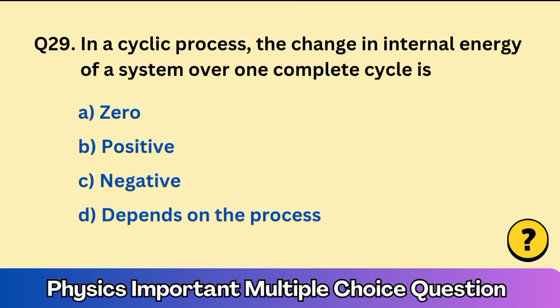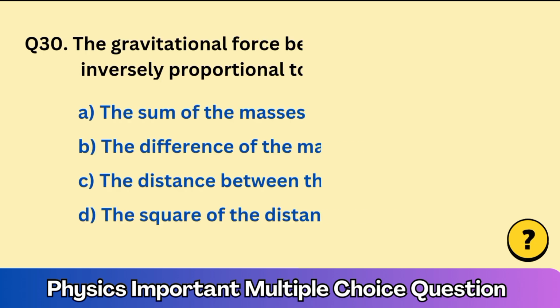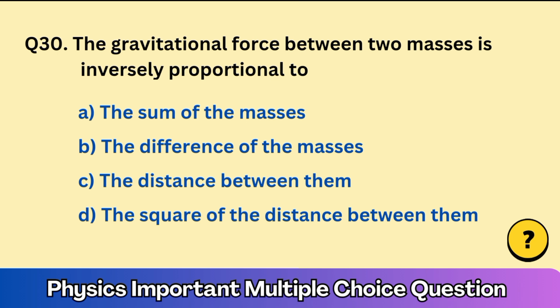Question number 29. In a cyclic process, the change in internal energy of a system over one complete cycle is. The right option is option A, 0. Question number 30. The gravitational force between two masses is inversely proportional to. Right option is option D, the square of the distance between them.